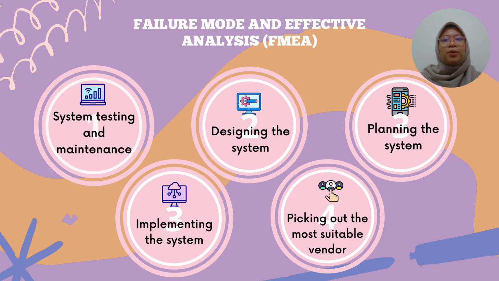The second highest RPN is with the system designing process, where the failure happens when there is a system design error. This also contributes to the high severity, as the effect will lead to the system failure. Therefore, it is important for the people involved in designing and developing the system to know what they are doing, so as to avoid all this from happening.